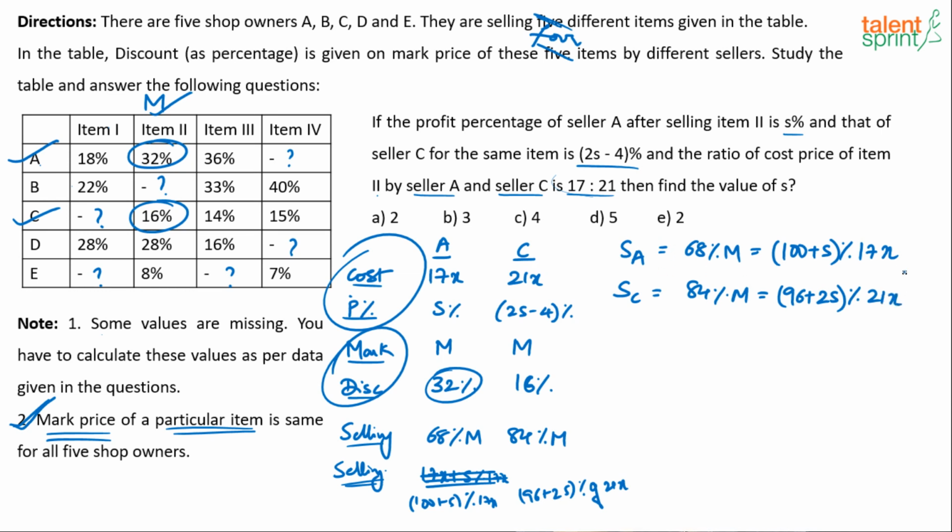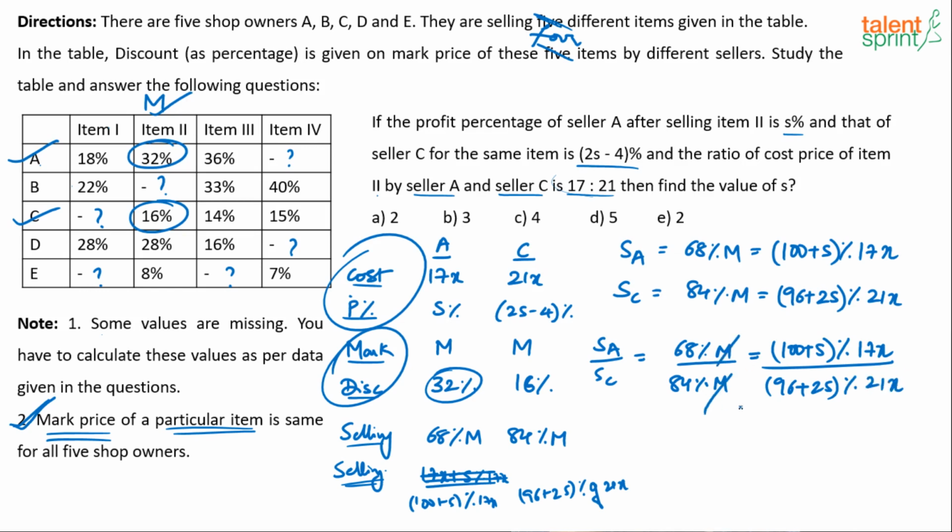I think you can simply divide these two, selling price of A by selling price of C, to get the answer. What do we get? 68% of M divided by 84% of M equals 100 plus S percentage of 17x divided by 96 plus 2S percentage of 21x. The advantage is M and M get cancelled, x and x get cancelled. We have only S as a variable. This percentage is also gone. So 68 by 84 equals 100 plus S by 96 plus 2S, and the 17 goes 4 times, 21 also goes 4 times. So basically selling prices are also equal.